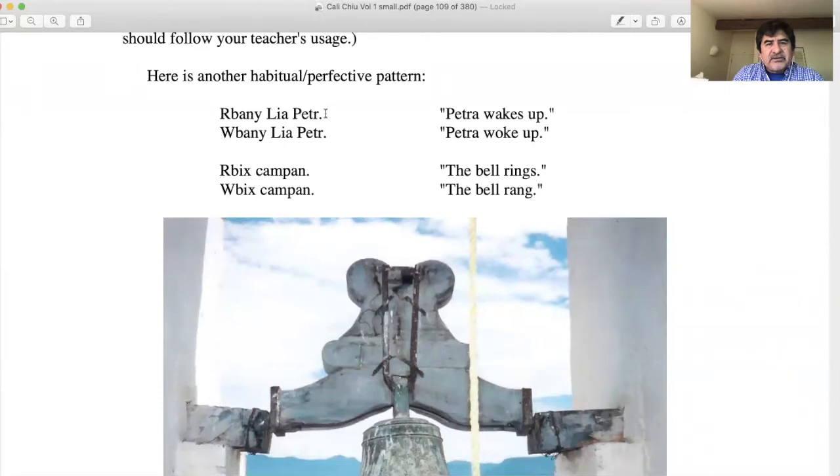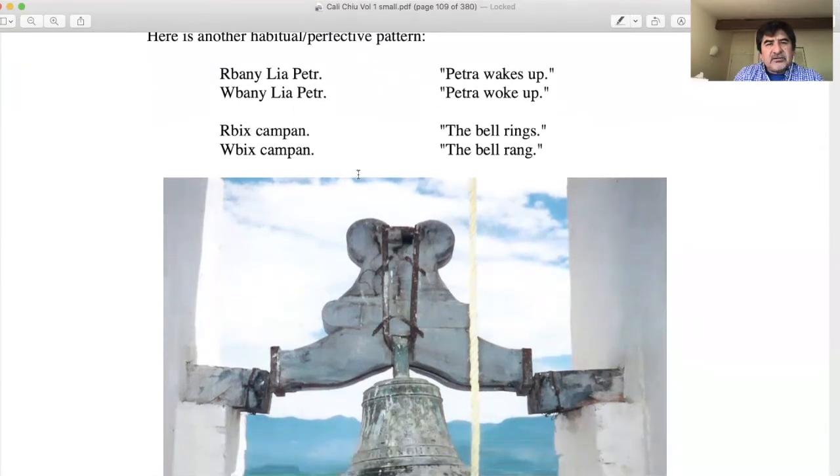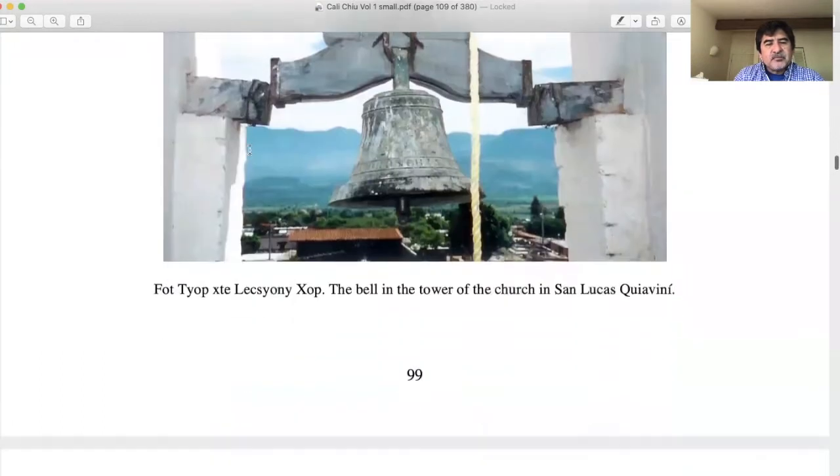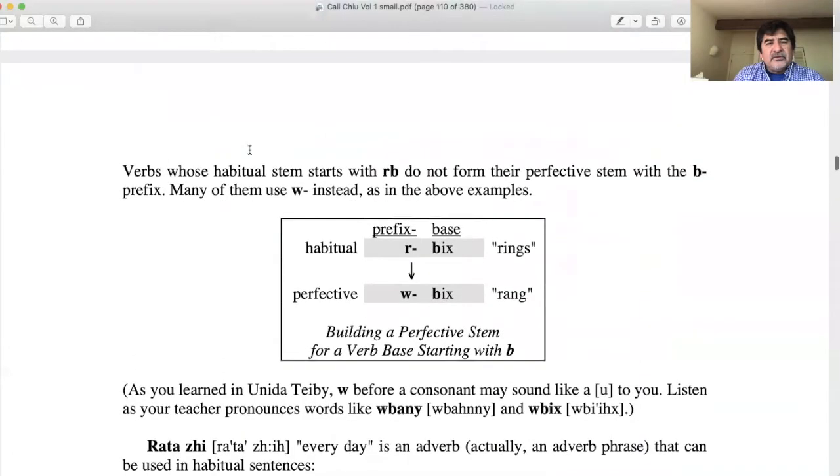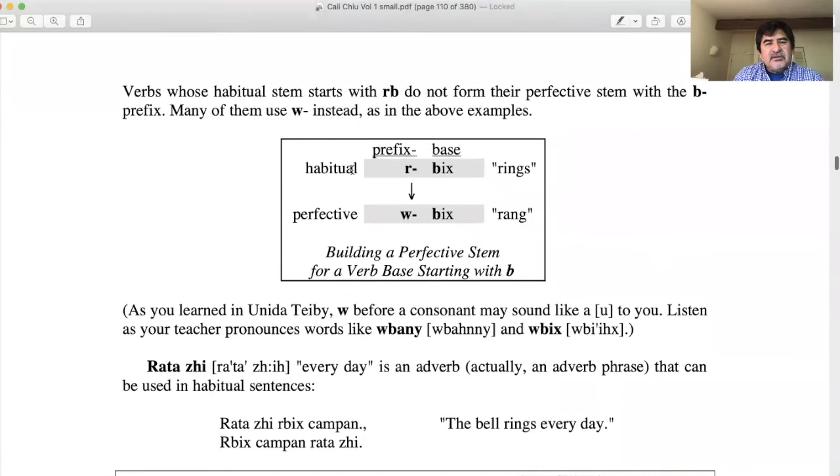So, better. Okay, Petra wakes up. Petra woke up, say yesterday. And for rings the bell, the habitual is Rvish Kampan, the bell rings. And then something that happened in the past, Wish Kampan. So please keep in mind those changes. So here we go. The habitual, whenever you have the RB, as I said, you replace it with W when talking in the past or in the perfective.